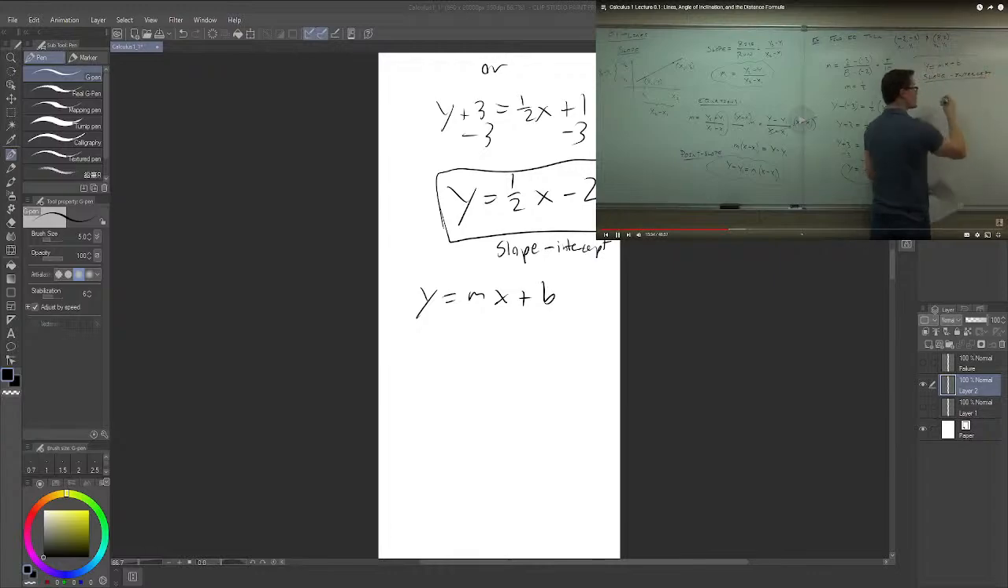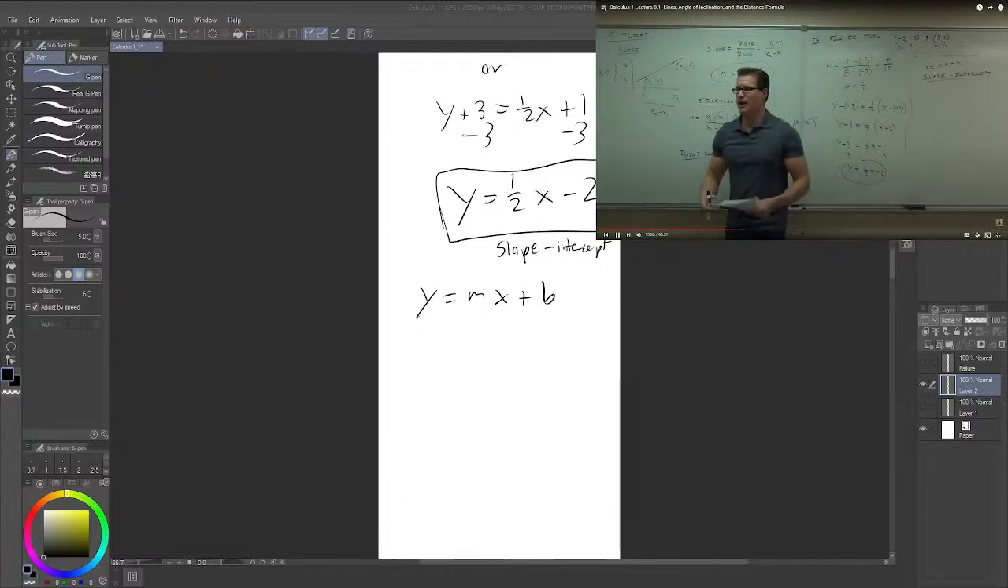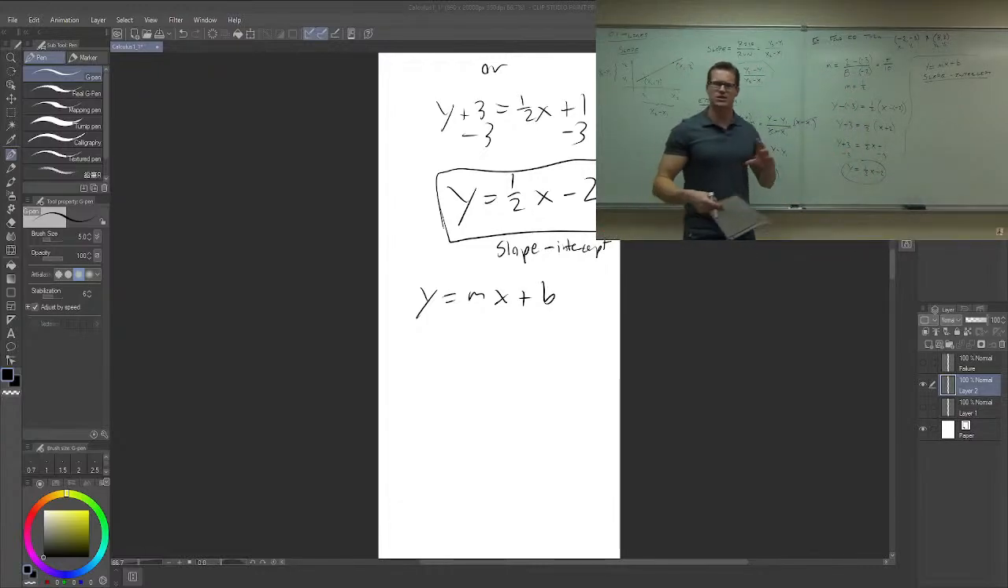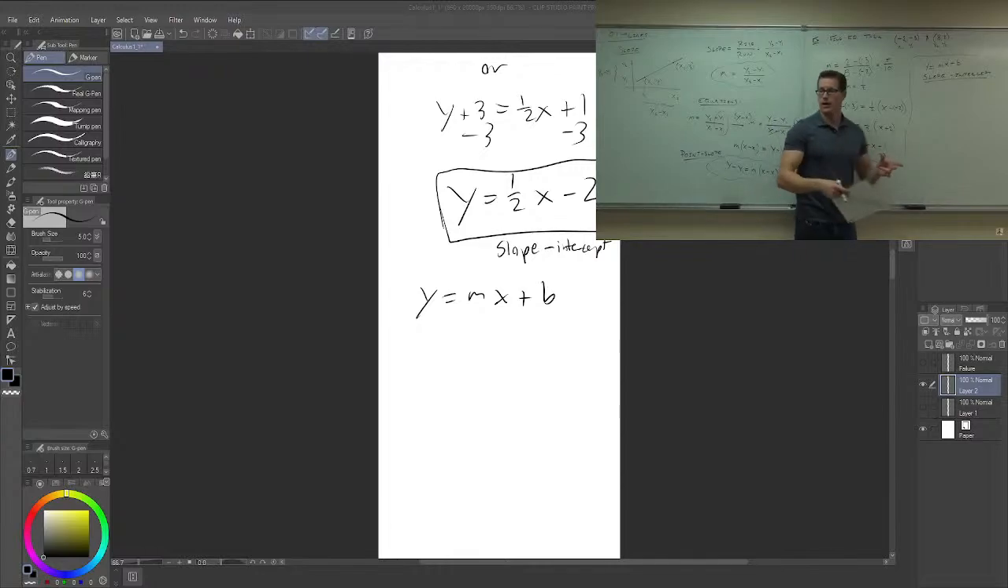And the reason why it's called slope-intercept is that's what you have. That m, well, that's our slope. What's the b stand for? The intercept. Yeah, good. Y-intercept.